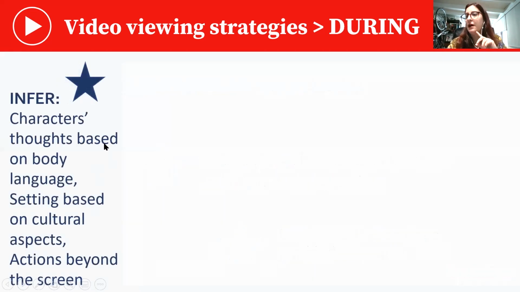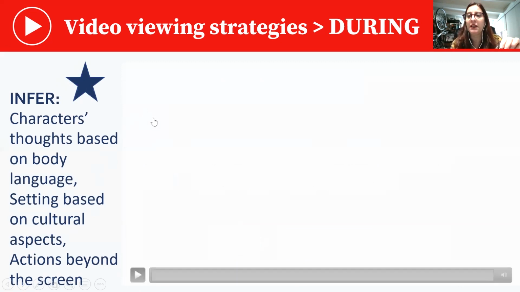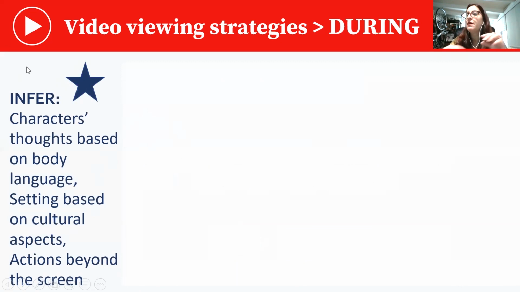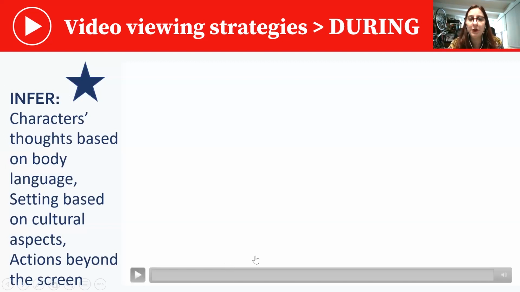And our last during watching strategy is infer. I really like this one because inferring means that you have to think. So this is good for critical thinking, for higher order thinking skills, okay? You don't want your students just watching and relaxing. You want students on their seats, paying attention and thinking. Okay, I'm going to show you, yes, a little bit of this video.